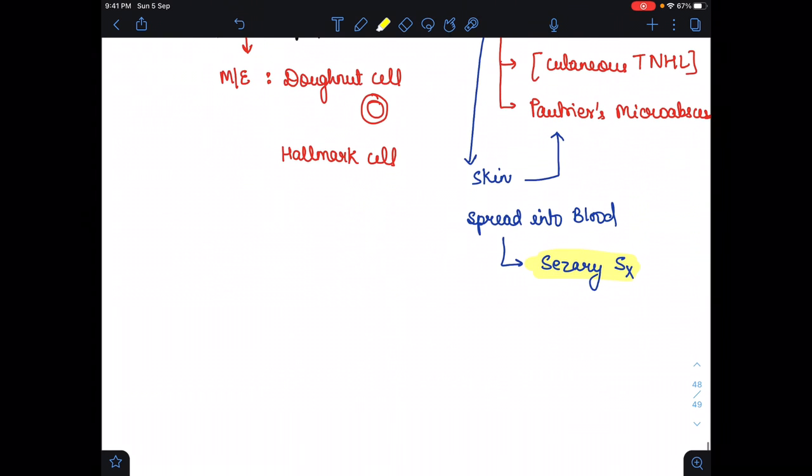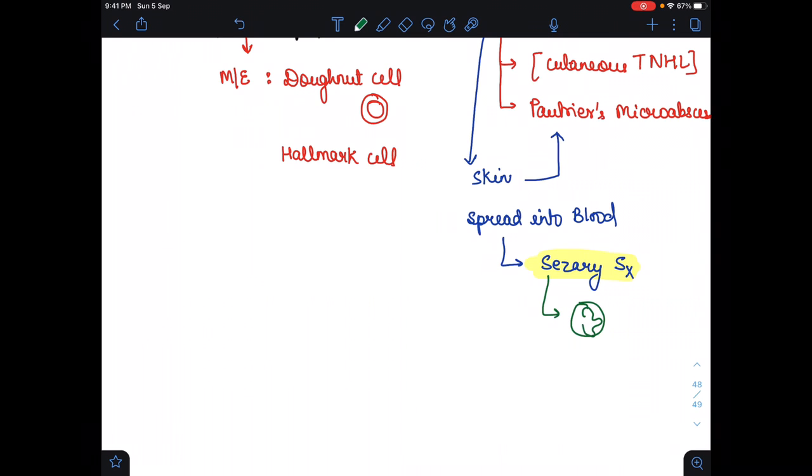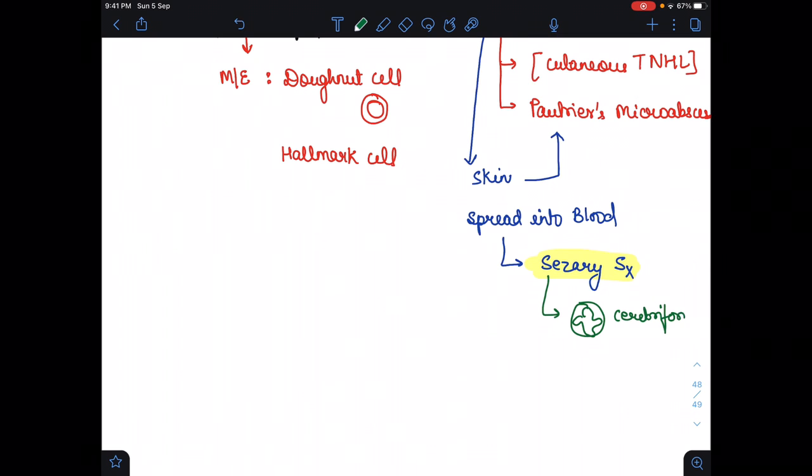And what are the findings we see in Sézary syndrome? In Sézary syndrome, we find a cerebriform nucleus, cerebriform nuclei.